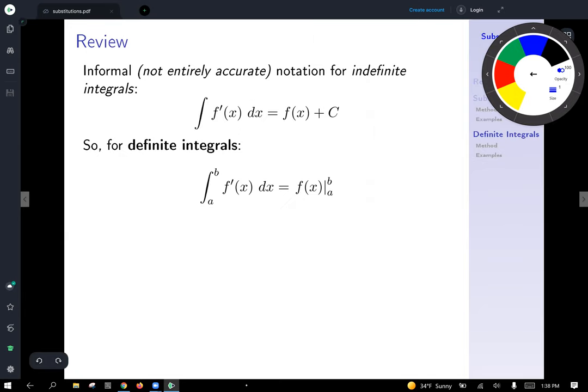Everything we did was plus c. We haven't plugged in limits of integration yet, but limits of integration, using an informal and not entirely accurate notation for indefinite integrals: the integral of the derivative is equal to the original function. And so the integral of the derivative is equal to the original function evaluated at b and a. So what are we doing now?